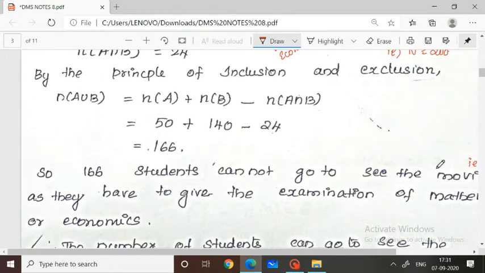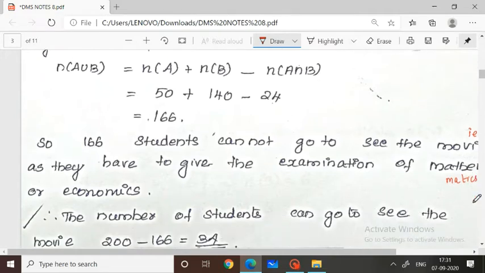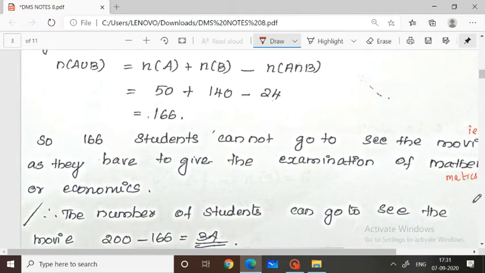As they have to give the examination of mathematics or economics. So either mathematics they have to leave, or they have to give the examination of economics. So the number of students who are able to go to see the movie, we have to find that. The total number of students is equal to 200.